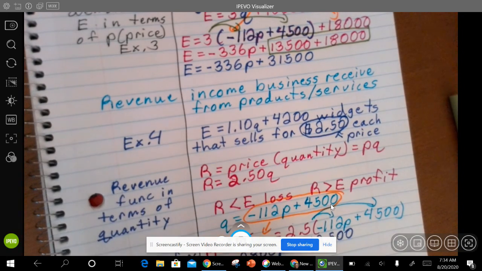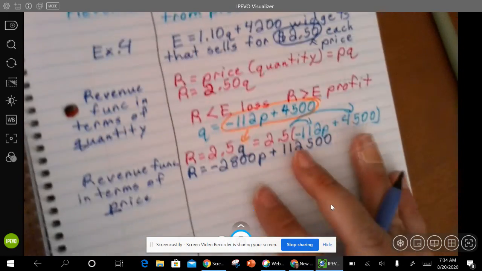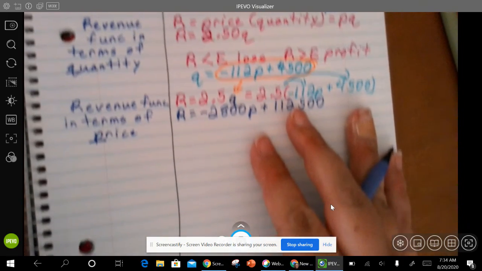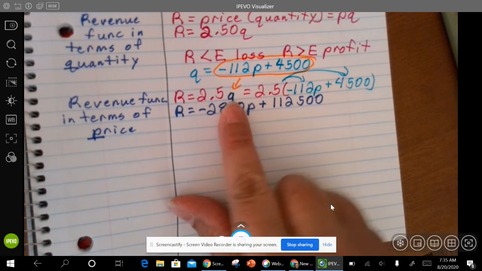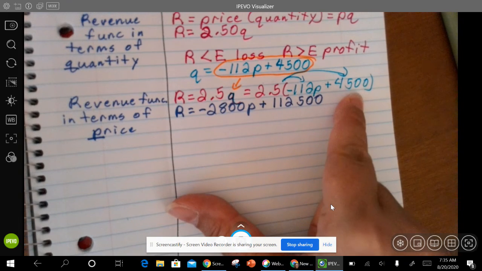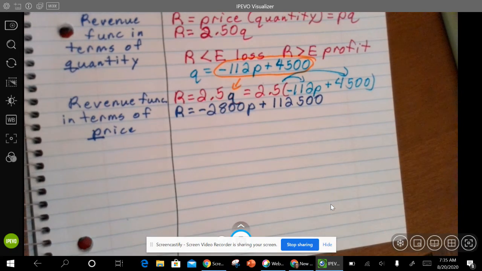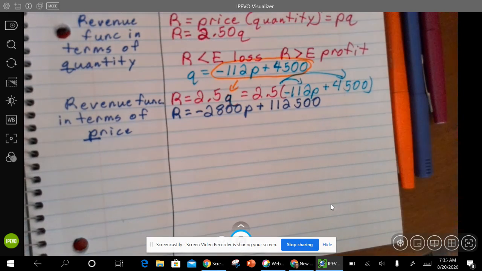Okay, so in terms of the quantity, in terms of the price. Make sure, sorry. Okay, so revenue function in terms of price. So substitute in the demand function for the quantity. I did the distributive property. Okay, so just multiplying and we get our revenue. Okay, now we have our revenue.